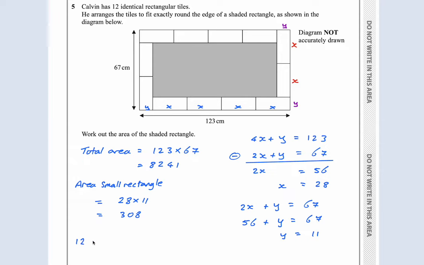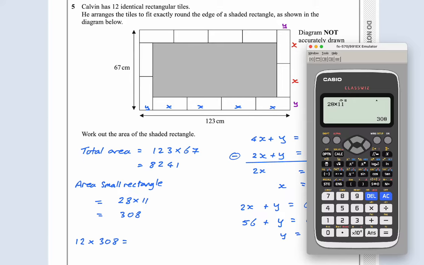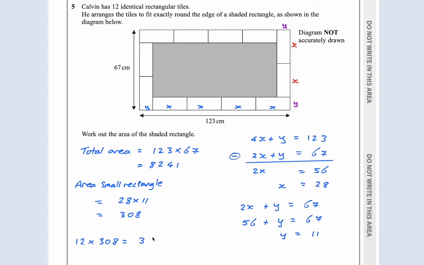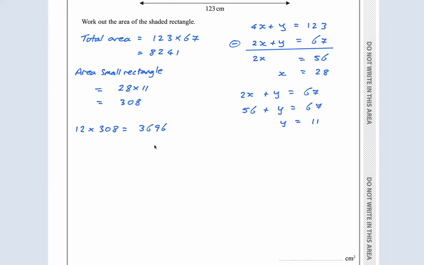So 12 times 308 is equal to, I'll just do times 12, 3696. So that's the area of all of these. So I just need to do total minus this.